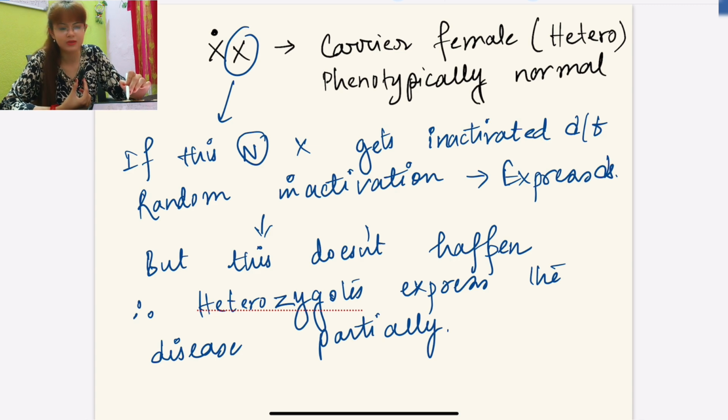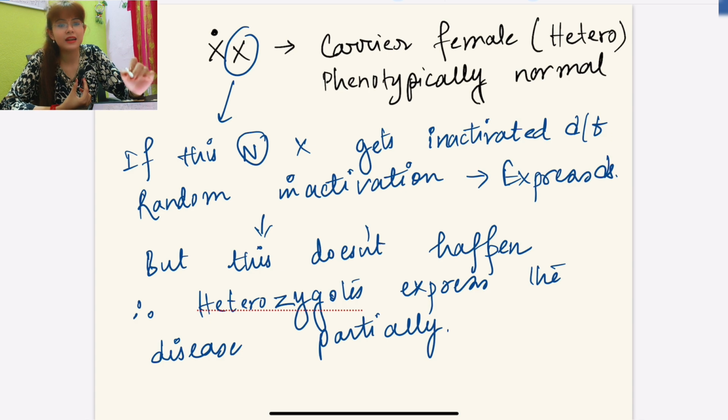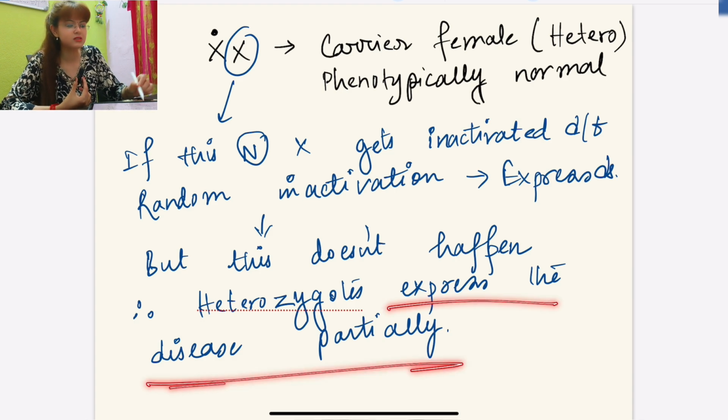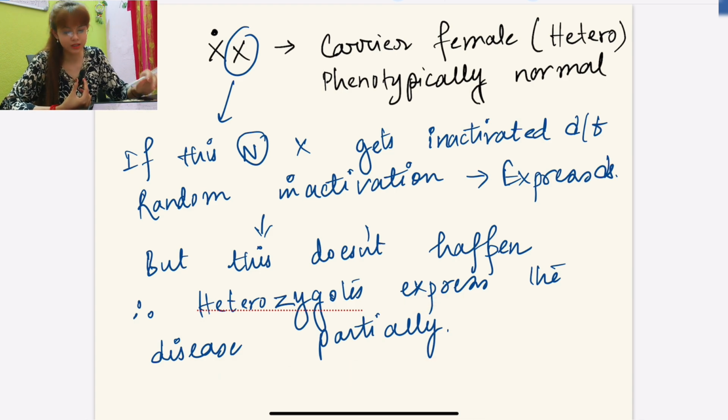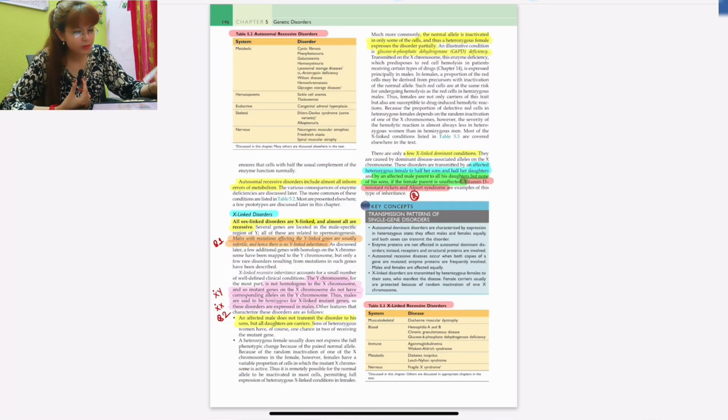Means usually what happens is that in a carrier female, there is random inactivation of this normal X gene, and therefore the disease is expressed in the carrier females sometimes, but this doesn't always happen. And because this doesn't always happen, the heterozygotes do not express the disease always. They only express the disease partially in case of X-linked inheritance. I hope all the concepts are clear here and I don't need to go through it.